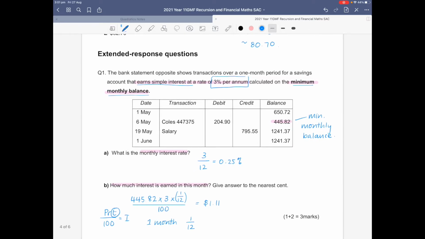The alternative thing you could have done, if you wanted to use your answer from part A, would be to do 445.82 times 0.25 times 1, because we've already converted that interest rate into the monthly interest rate, and then divide that by 100. And that would have also given us an answer of $1.11. So it's up to you how you choose to work out this particular question.